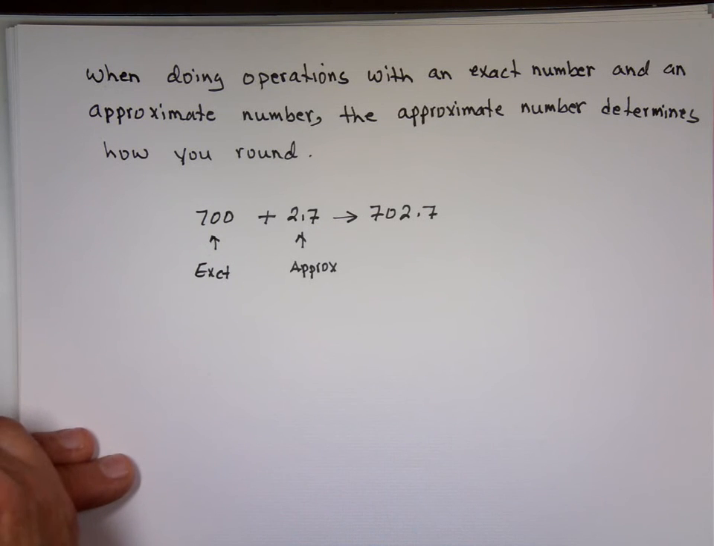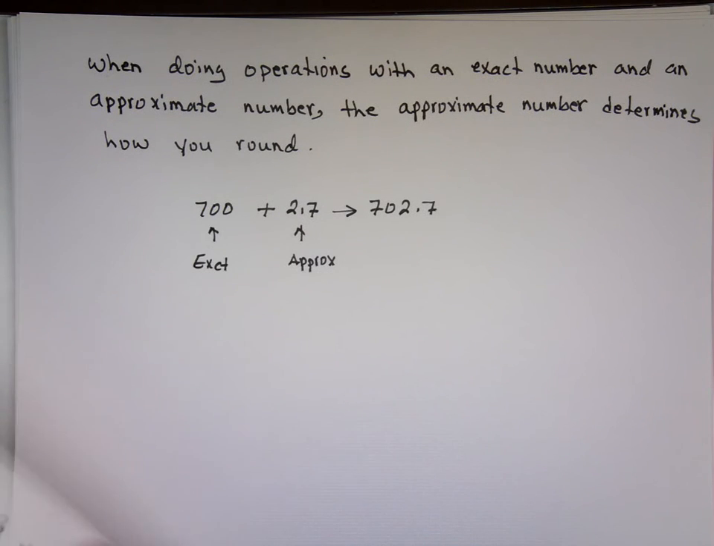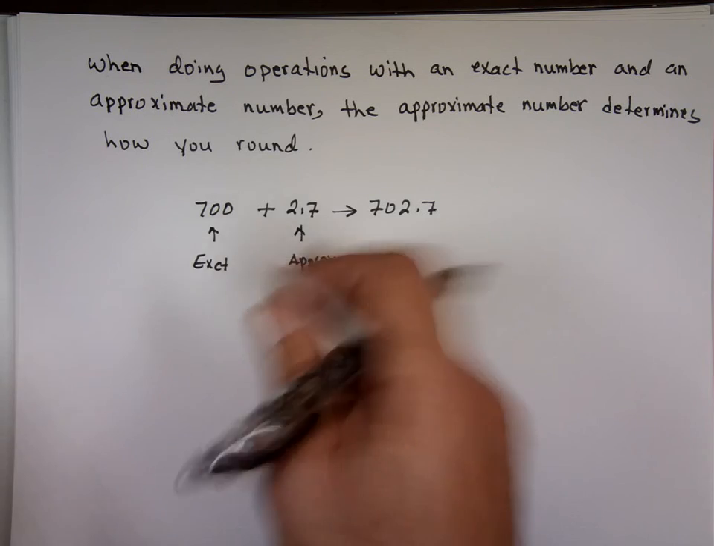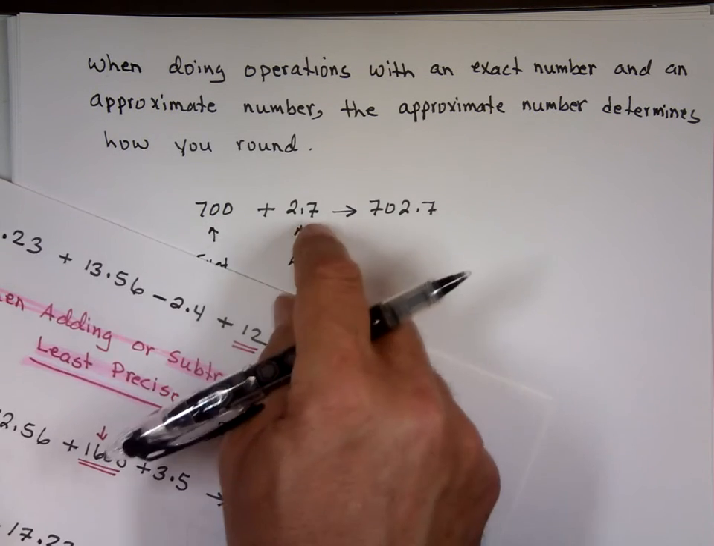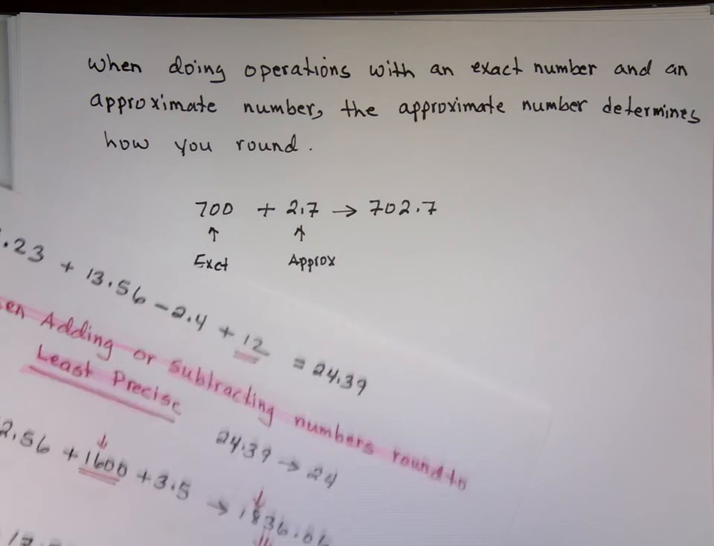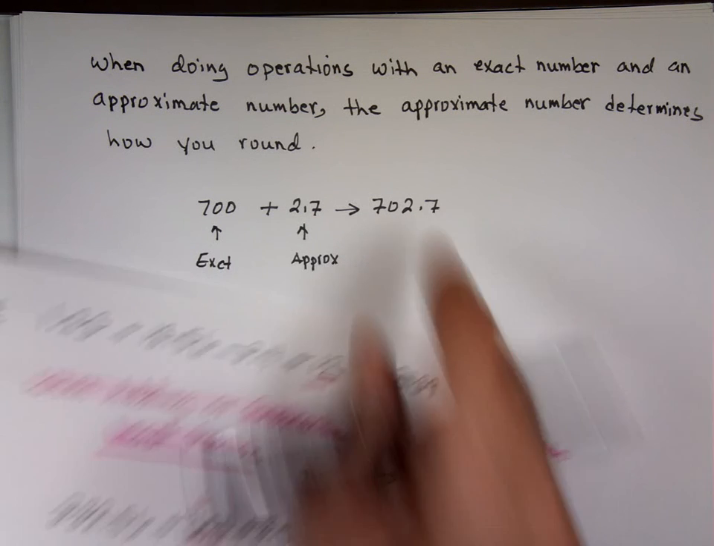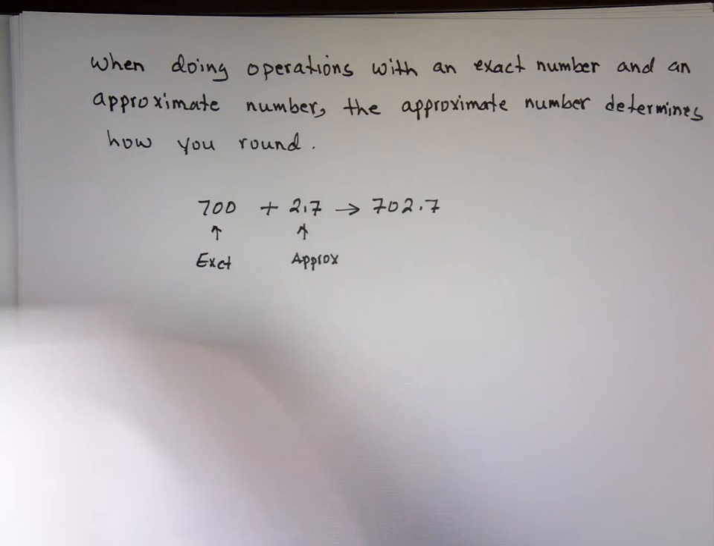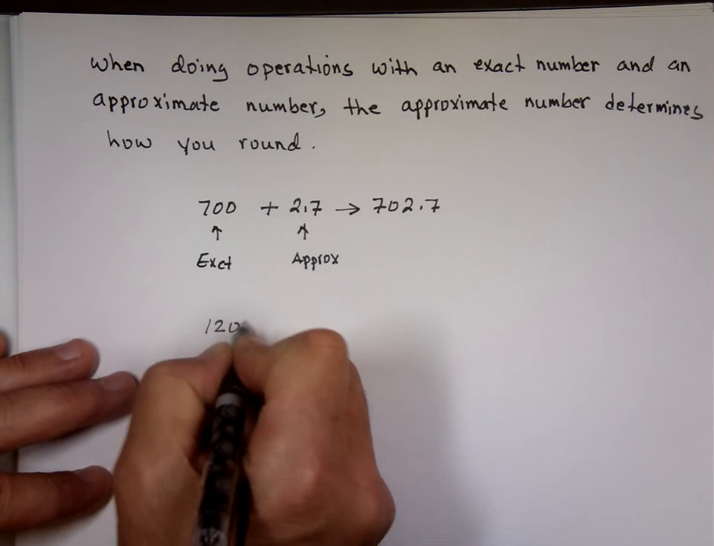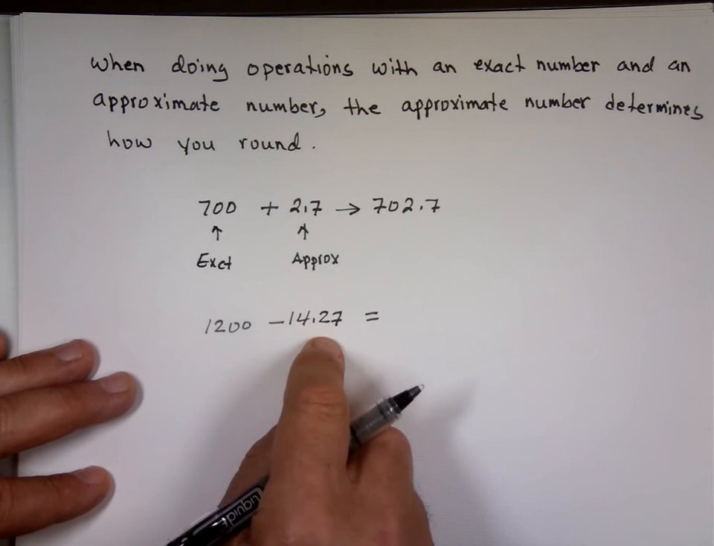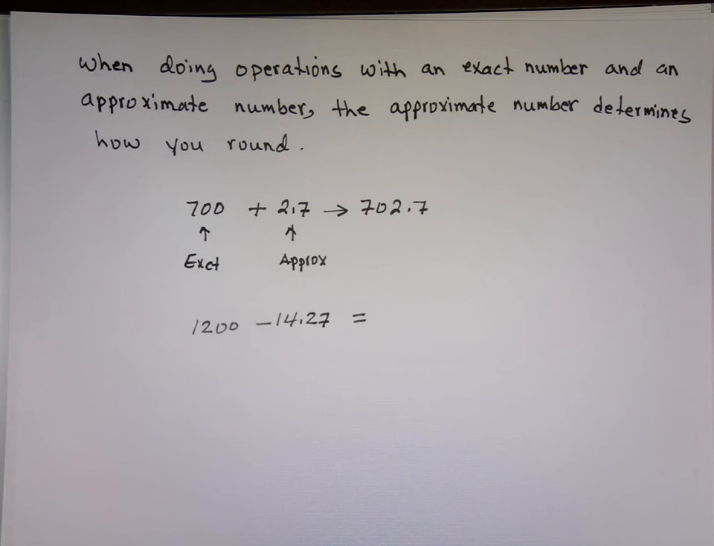When you're adding and subtracting, we go by least precise. Precision is the place value of the last digit. I might have said it wrong, I wrote it right. Addition and subtraction numbers round to least precise. Precision is the place value of the last digit on the right. So my answer should have 1 decimal place. If I do 1200 minus 14.27, notice this is actually more precise, so my answer should have 2 decimal places: 1185.73.